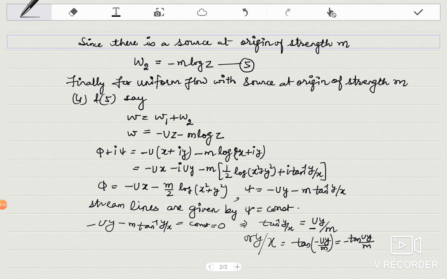Now we come to the situation that we cannot recognize this curve easily. You know that y upon x is equal to minus 10 uy upon m is not recognizable. You may draw it, but as such you may not say what its shape is, what the shape of the streamlines is. So how do we draw the streamlines in such situations?